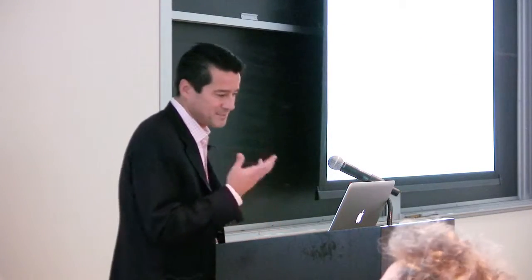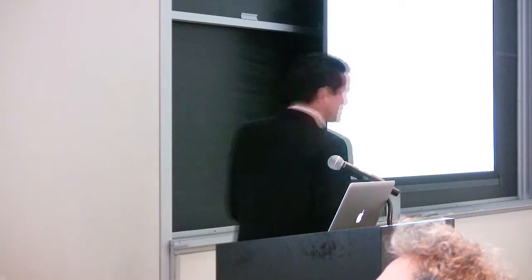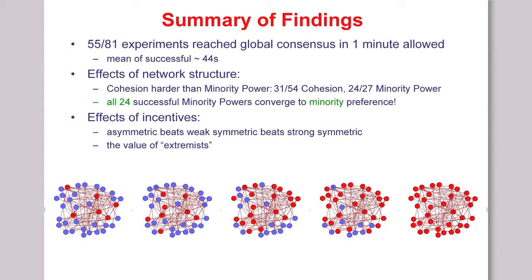Okay, so let me save a little time here and answer that specific question. The answer to that question is a resounding yes. First of all, subjects did quite well in these experiments. Of the 27 experiments of this minority power type that we ran, a full 24 of them were successful, compared to a much lower rate of success in these equally sized groups that I described also. So the vast majority of them succeeded in reaching global consensus, every single one of them to the minority preference.